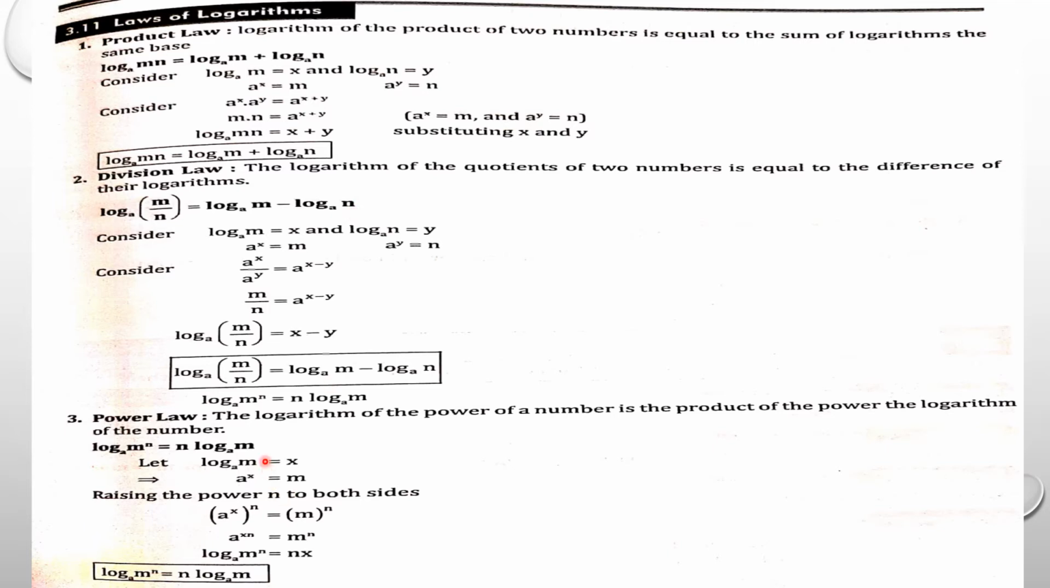Whenever you have the power law, the power law is nothing but log m to the power n to the base a is equal to, this power what you are seeing here, this n, you will take this side, so then it will become n log m to the base a. So this is how you will take out the powers.